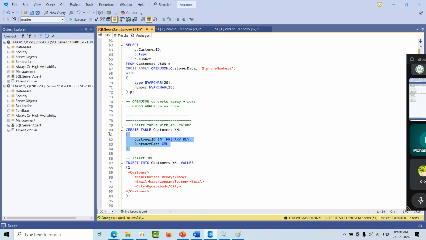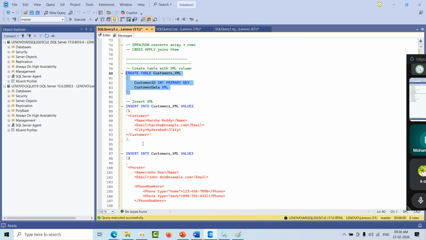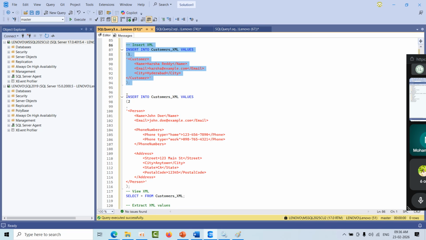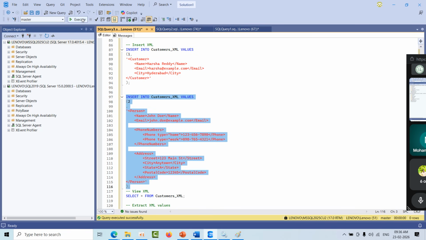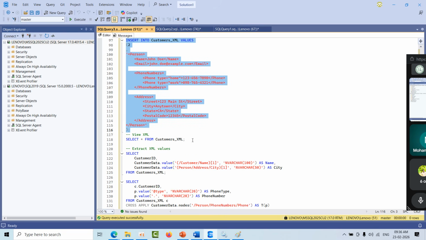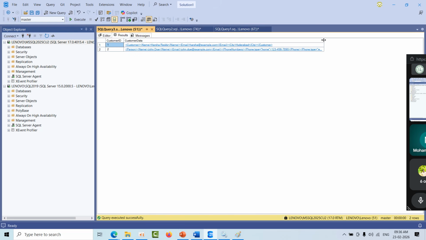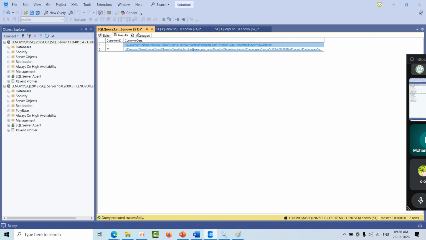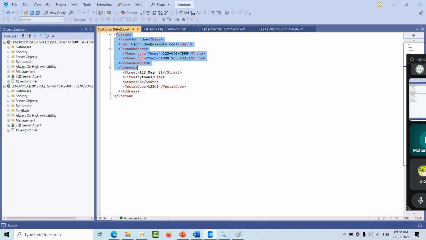Now if you see the XML, I'm creating one table. Now I'm inserting some data, and I am inserting into person a second record. Now if you see here how it looks, we are not depending on the schema. If I click here, it has three values. If I click here, I have different values.